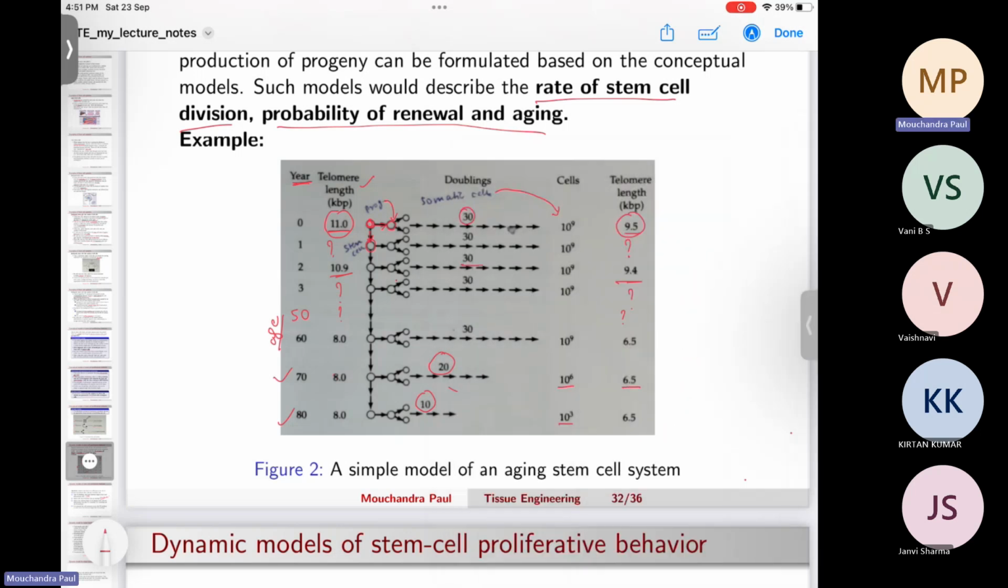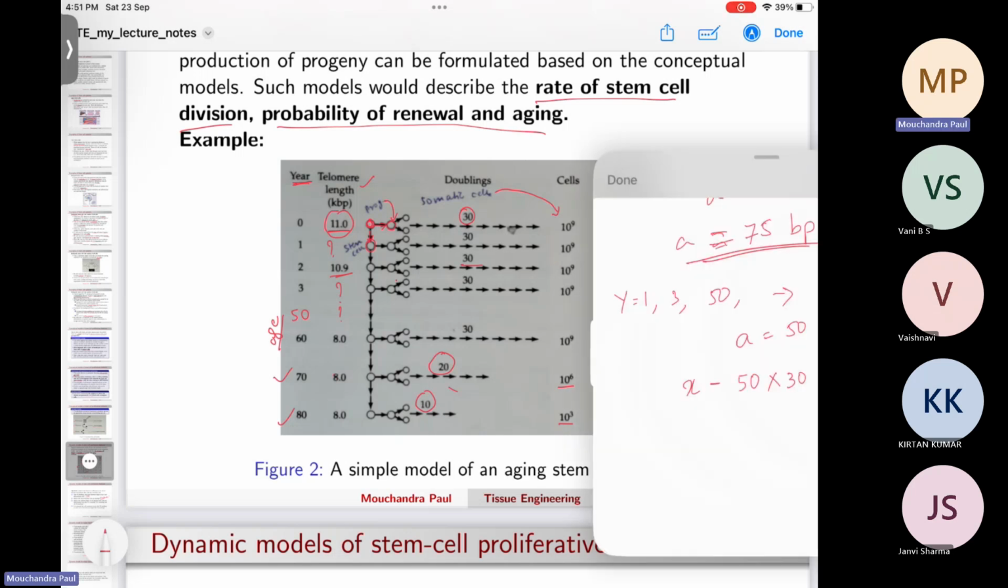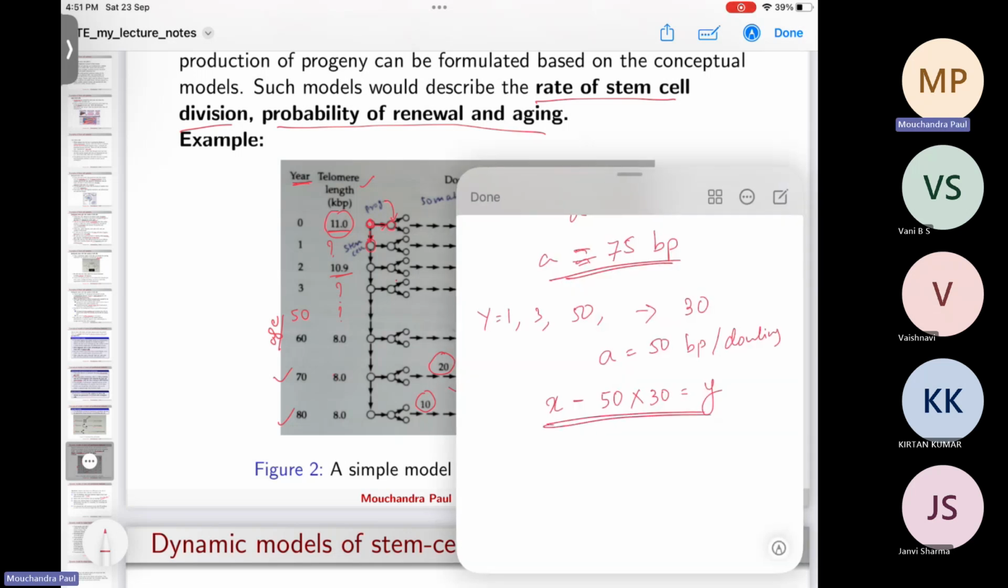Is this expression clear? Now, there are two variables in this expression, correct? You cannot determine the values with only one expression but two variables, so you need another expression. So how will you do it? Any guesses?